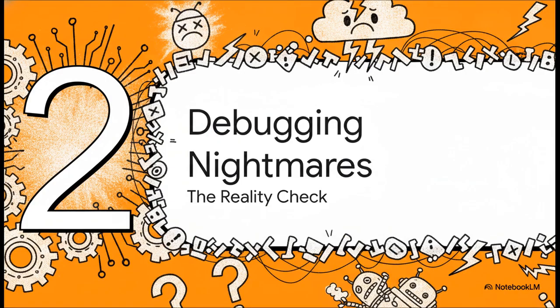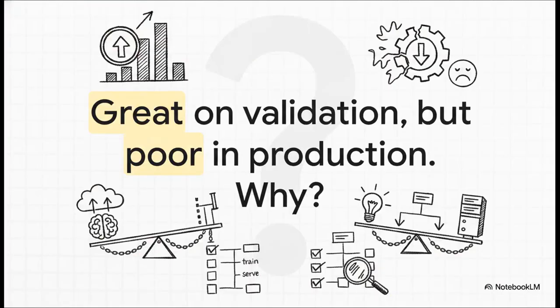Moving right along to Act 2, debugging production nightmares. Time for a reality check. All right, picture this. You're in the hot seat, and the interviewer drops this classic prompt. Your model performs perfectly on the validation set, but it totally tanks in production. Why? It's the dreaded train-serve skew. But the catch here is that the interviewer isn't looking for a lucky guess. They want to see a systematic troubleshooting framework.